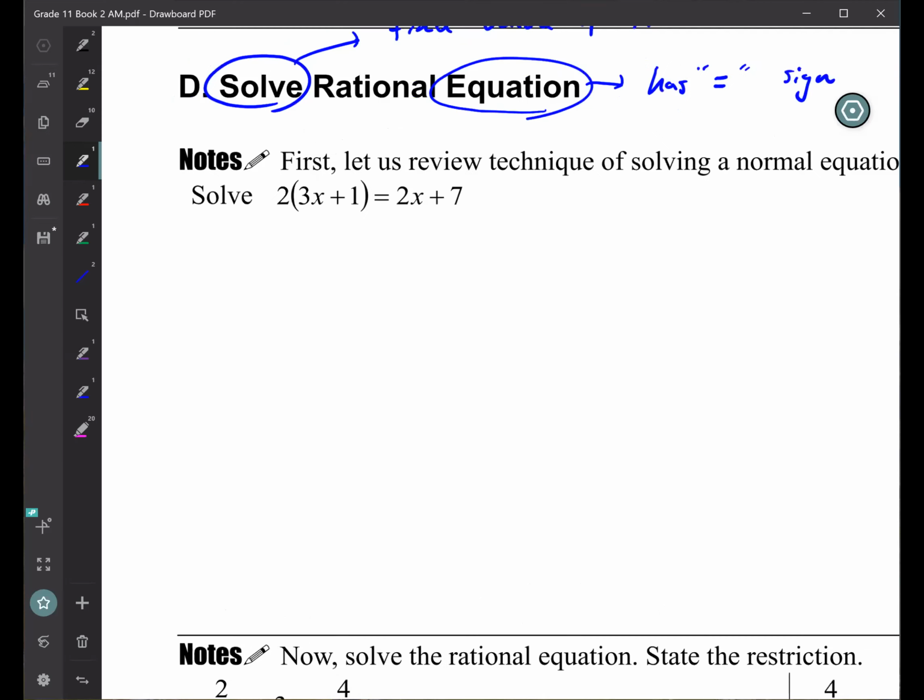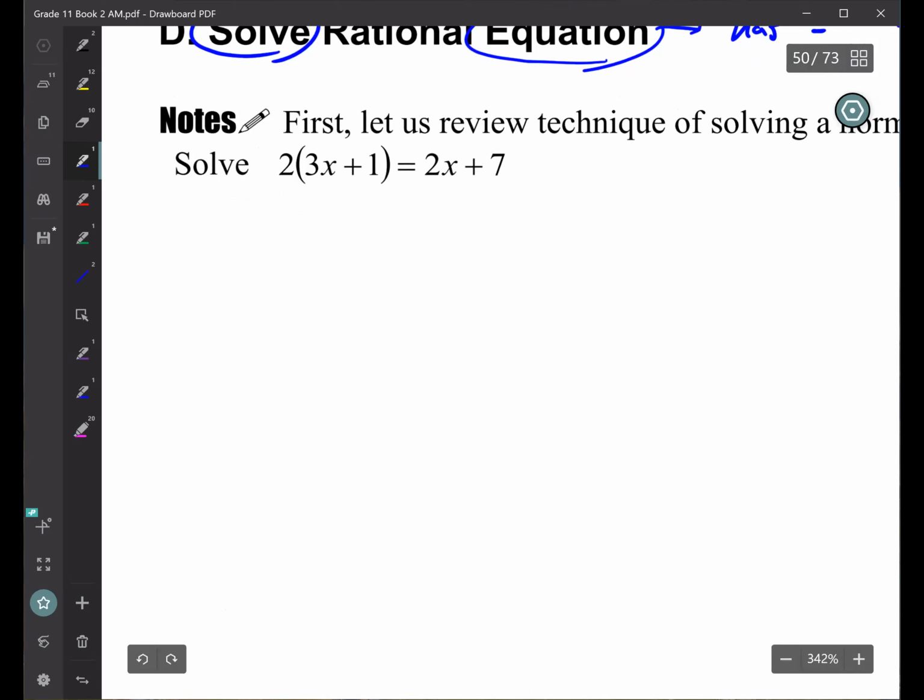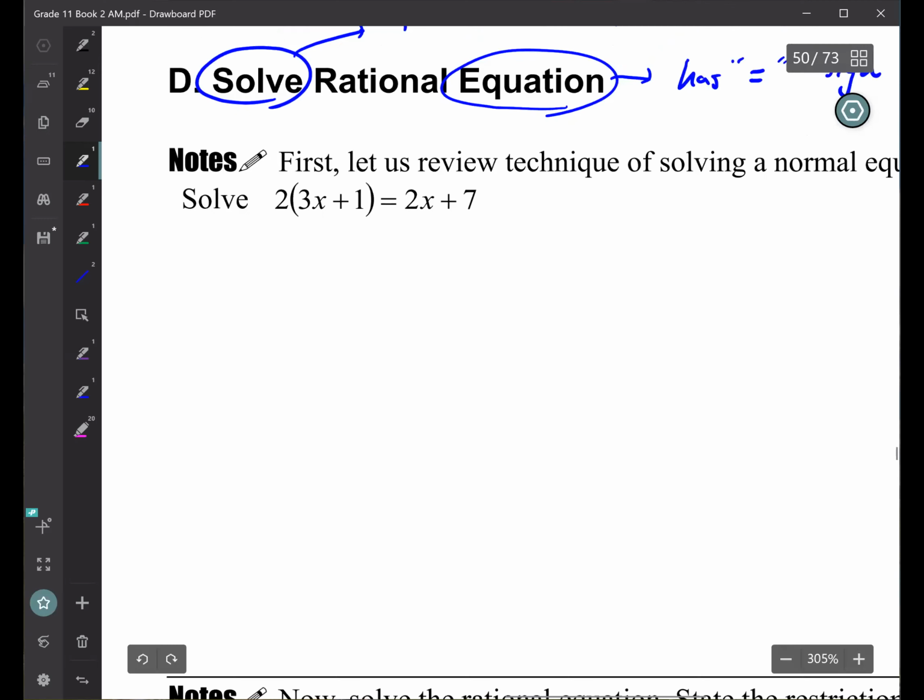Brandon? Brandon, solve this one. You expand first. Yeah, okay. So can you tell me what to write, the first line? 6x plus 2 equals 2x plus 7.